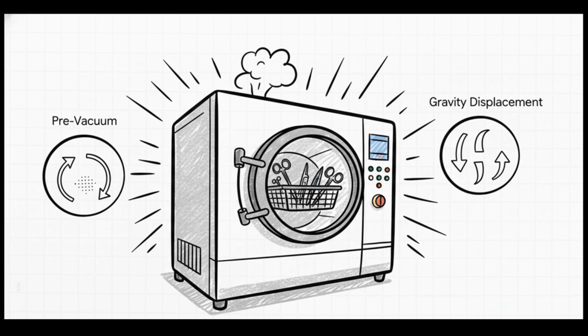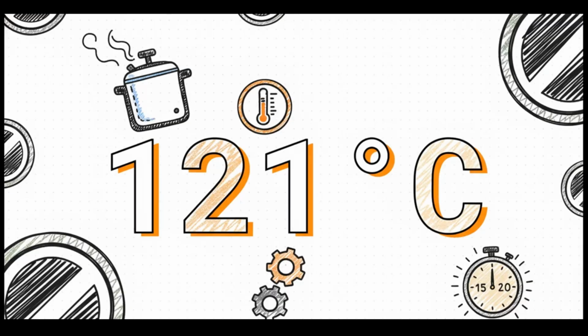That's what kills everything. Most modern OTs use what's called a pre-vacuum autoclave, which actively sucks all the air out first, letting the steam penetrate way faster and making the whole cycle much more efficient. Now, you absolutely have to know these numbers. Write them down, tattoo them on your brain, whatever you need to do. The classic standard cycle is 121 degrees Celsius at 15 psi of pressure for a minimum of 15 to 20 minutes. That's the tried and true standard.